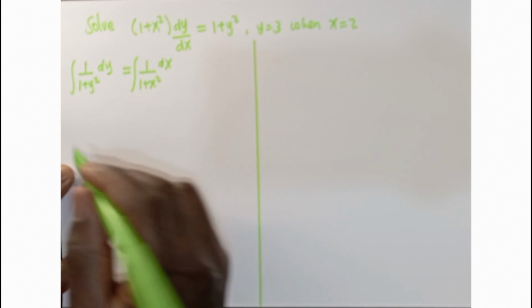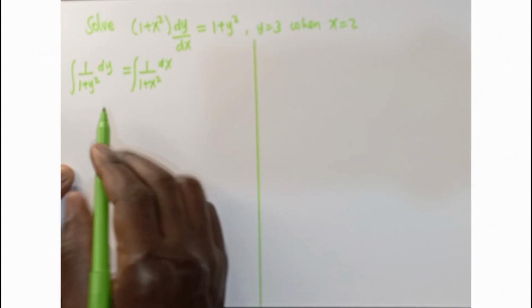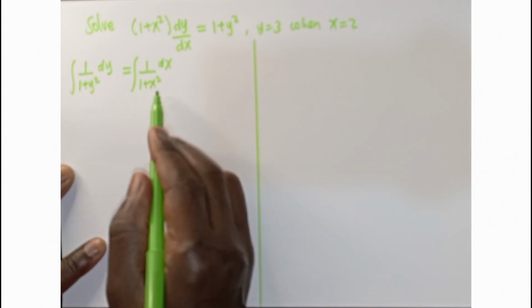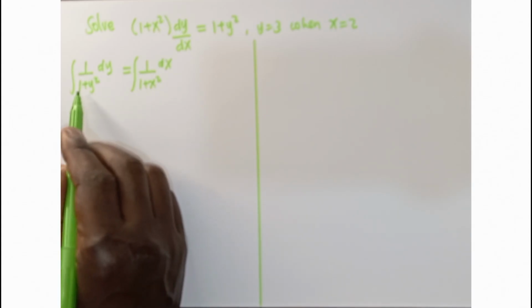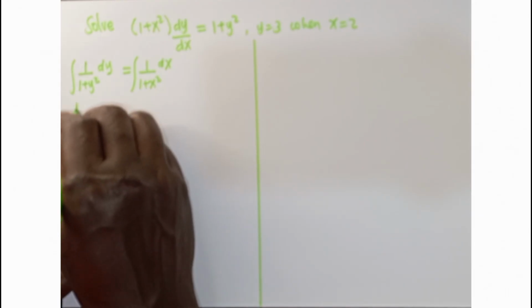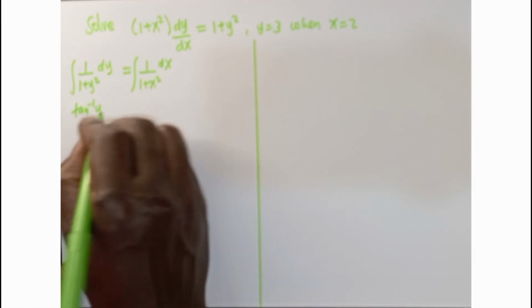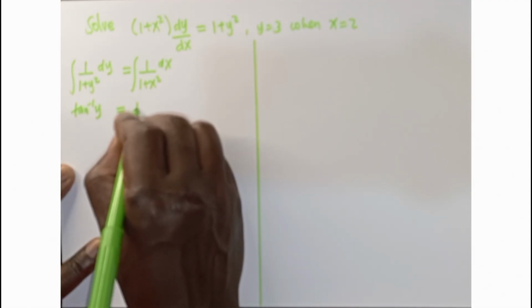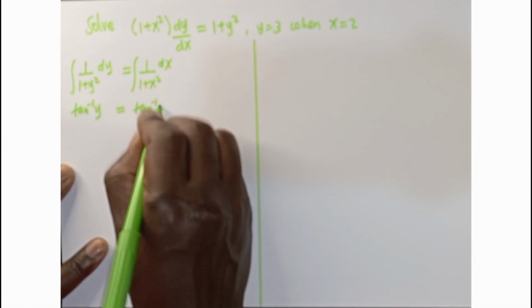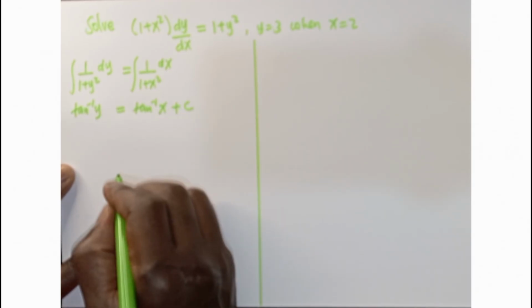If you haven't watched my video about tan substitution, I'll link it in the description so that you can go and watch it. If you clearly see, this ends up being the tan inverse of y is equal to the tan inverse of x, and then plus c.